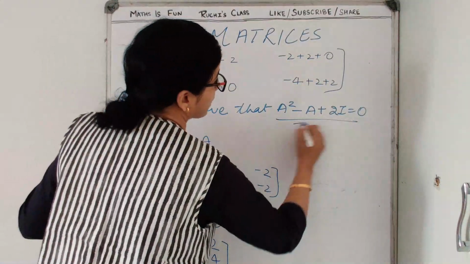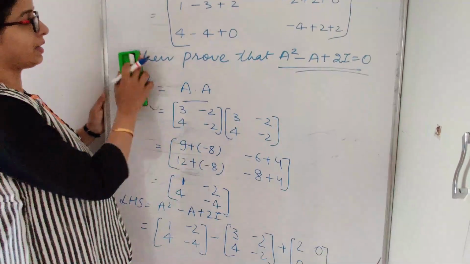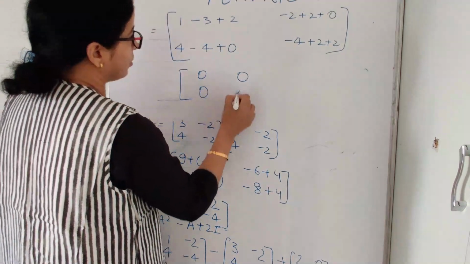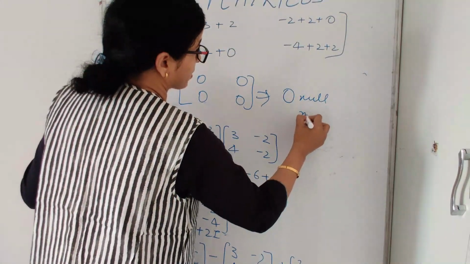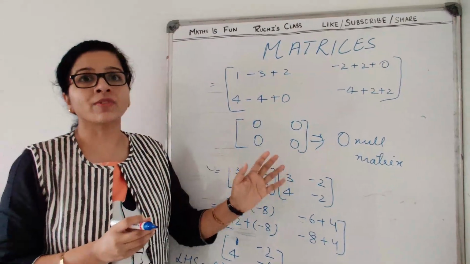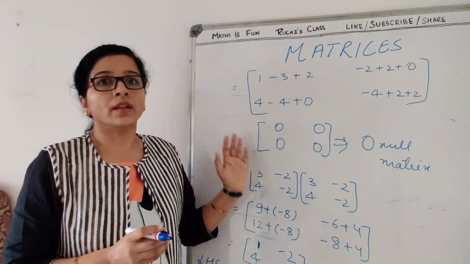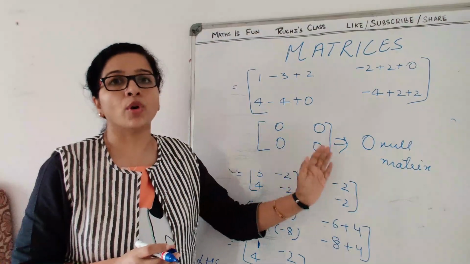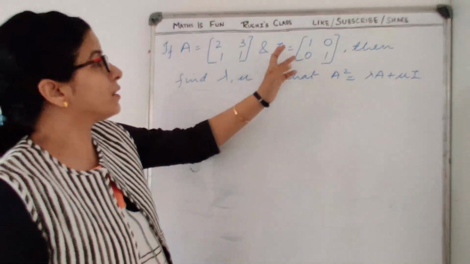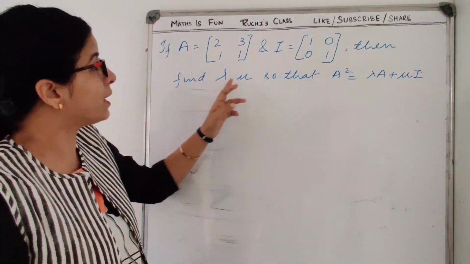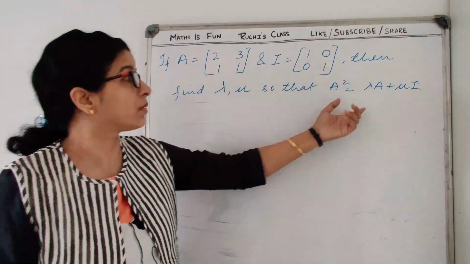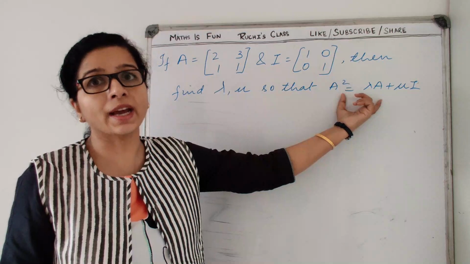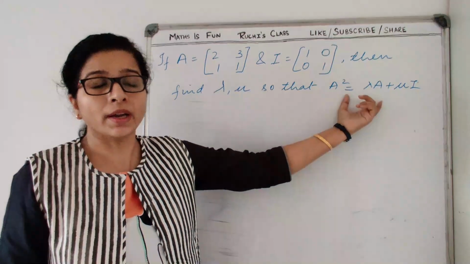So our equation is solved here. I am getting a null matrix, right? 0 0 0 0, which is nothing but your null matrix. So now we'll do one more question on this, finding the unknown quantity when the matrix satisfies a polynomial. So now we have matrix A as 2 3 1 1 and identity matrix I. Then find lambda and mu so that A square is equal to lambda A plus mu I. So we have to substitute the value of A and identity here and find the value of lambda and mu.